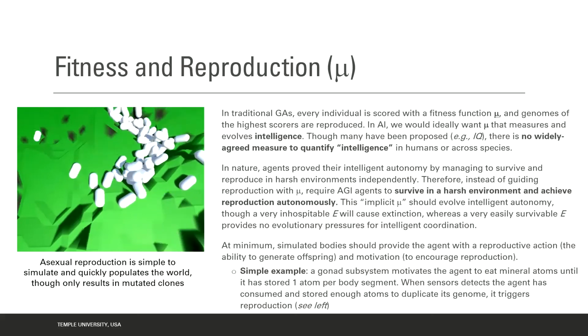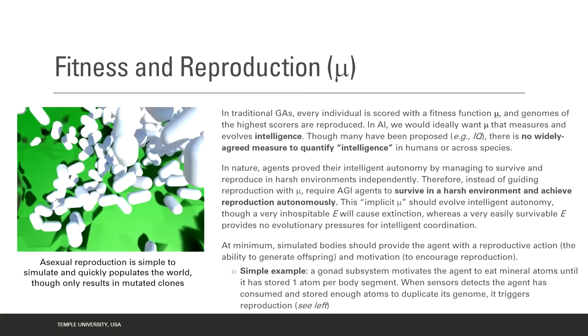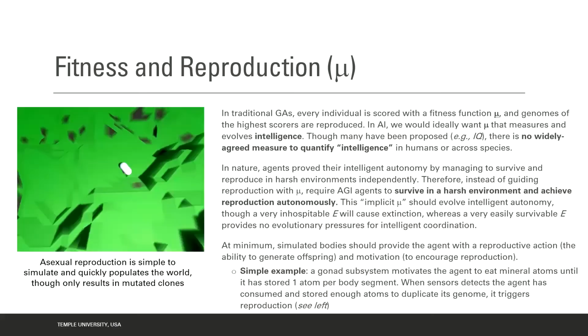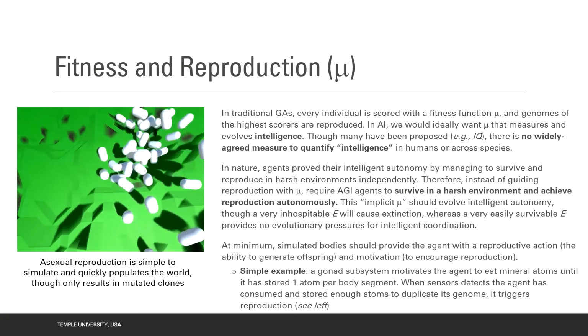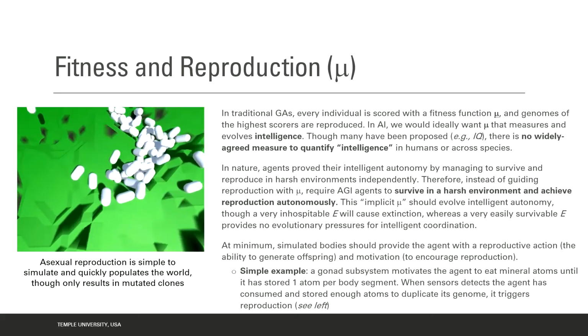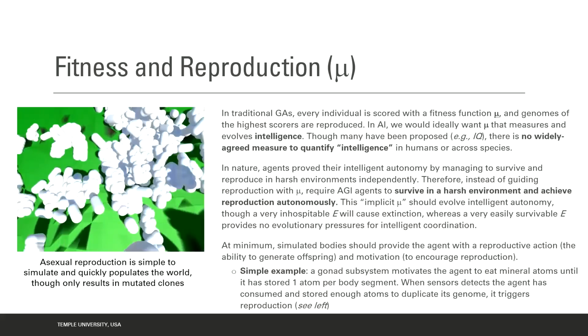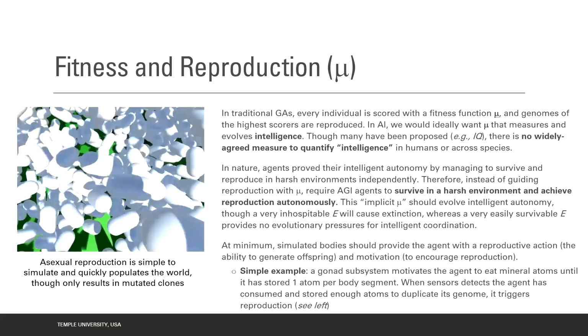And so at minimum, simulated bodies need to provide the agent with a reproductive action, which is the ability to generate offspring, and motivation to encourage reproduction. As a simple example of that, a gonad subsystem could motivate the agent to eat certain types of molecules like mineral atoms until it has stored one per body segment. And then when the gonad sensors detect that the agent has consumed and stored enough atoms to duplicate its genome, it could trigger asexual reproduction, as in this GIF on the left.